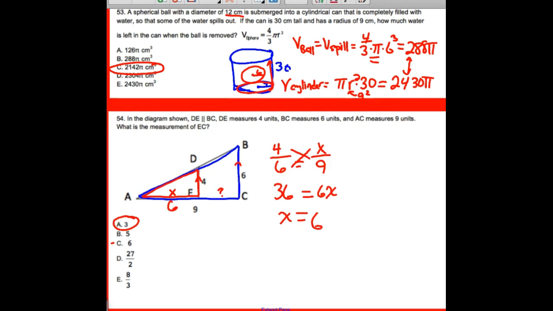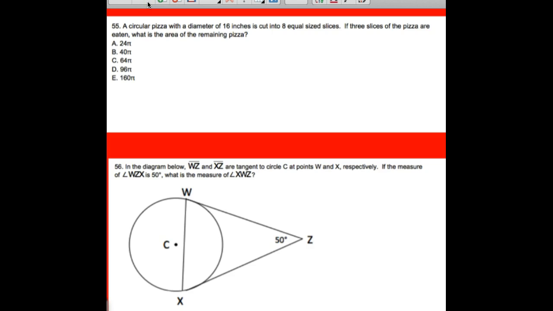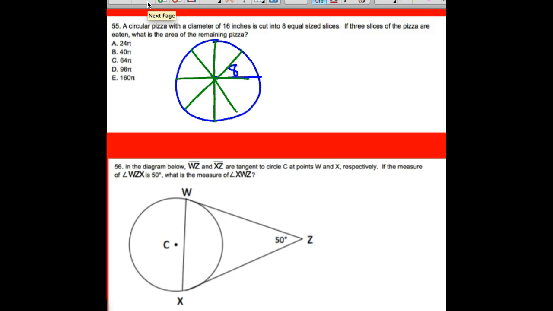Moving right along here to number 55. Circular pizza with a diameter of 16. Most things require the radius, not the diameter, so I'm going to go like, there's your pizza. It's cut into 8 equal slices. Pictures are worth 1,000 words here, so let's go slice that pizza up. They're all exactly the same area.